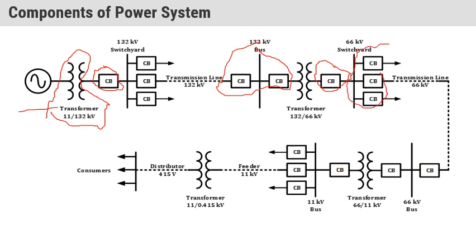So our power system contains so many circuit breakers, and each circuit breaker is designed such that it opens in such a manner that the healthy parts remain in the system, and only the faulty part of the system is isolated from the main system. Okay.